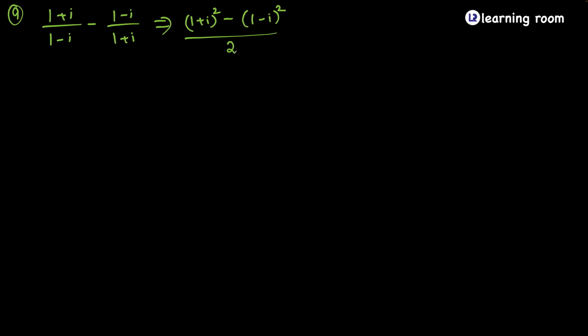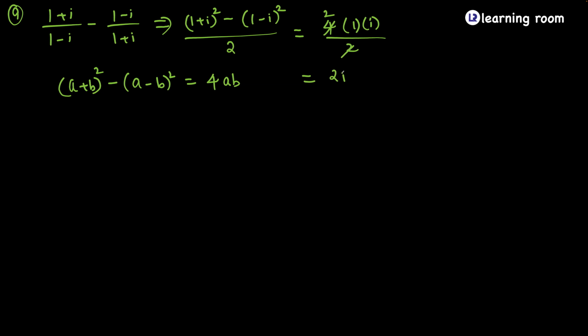So we know that (a plus b) whole square minus (a minus b) whole square is 4ab. So when I write 4ab here, what is it going to be? It will be 4 into 1 into i divided by 2. This and this will get cancelled. You will have 2i. So this complex number, the resultant of the operation between two complex numbers, is 2i.